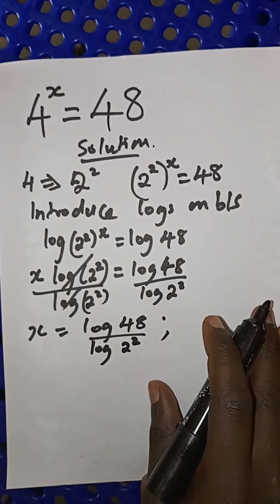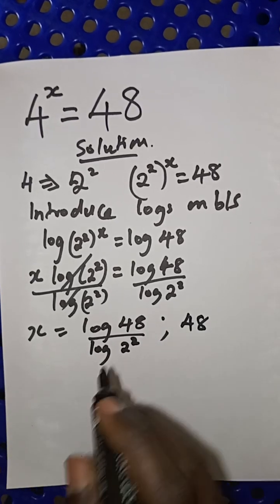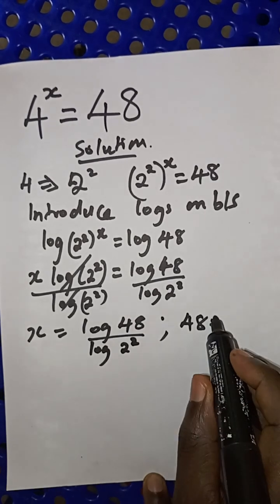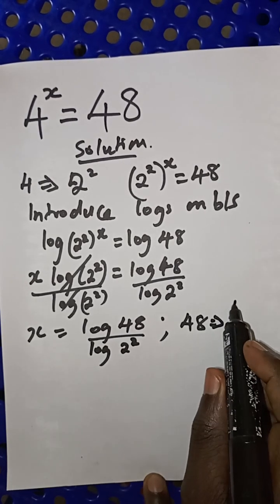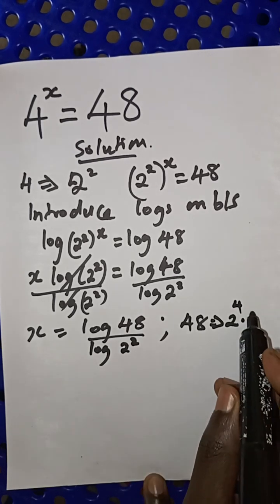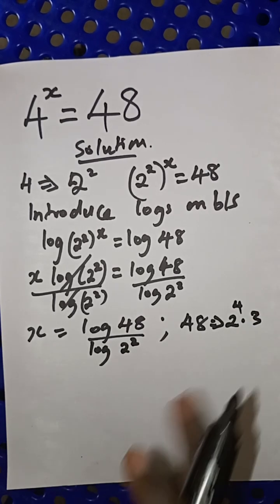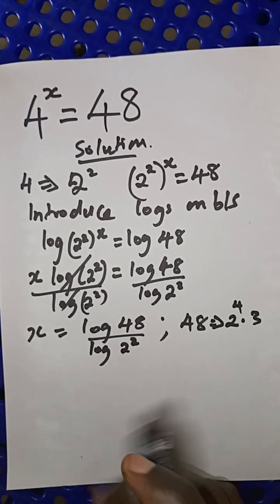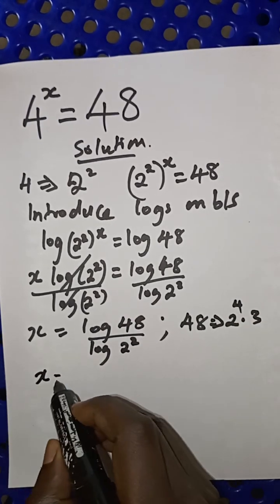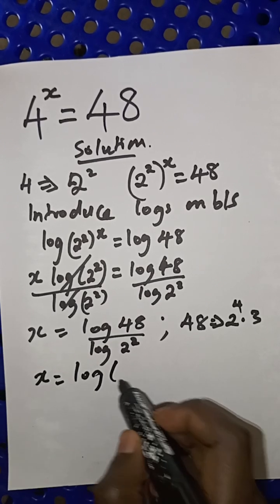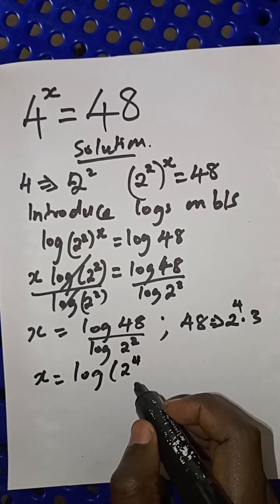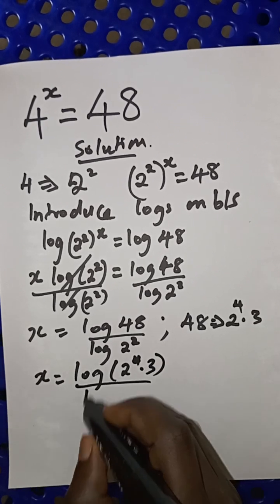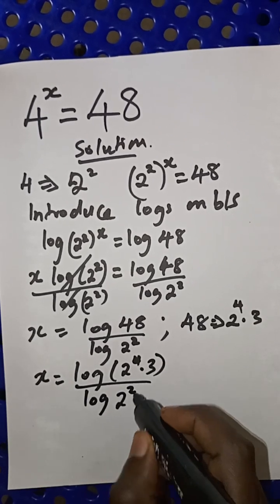Next step, I know that 48 can be written in terms of its factors, and this is just the same as 2 power 4 multiplied by 3 is giving me 48. So replacing this here, I'm going to end up with x is equal to the log of 2 power 4, which is 16, multiplied by 3 divided by the log of 2 power 2.